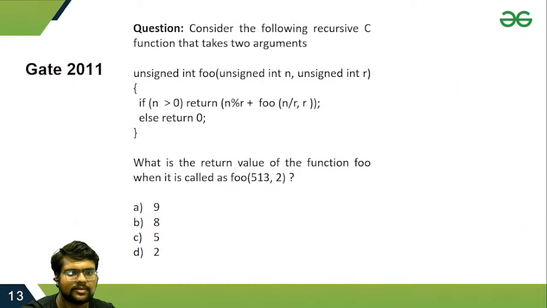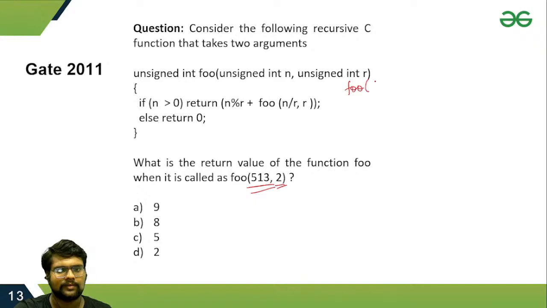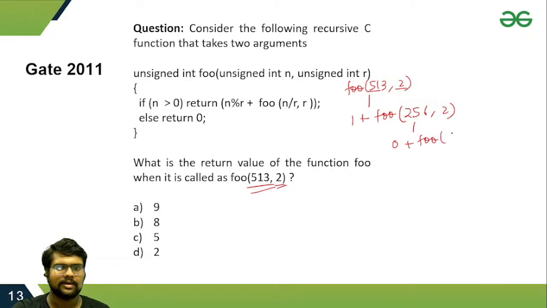Let's do a similar question, but this time the value is different. In this, we have n equal to 513 and r equal to 2. Okay. So let's do it. First, foo of 513 comma 2 is called. Then when we take the modulus by 2, it will be 1 plus foo. When we divide it by 2, it will be 256 comma 2. Now, since it is divisible by 2, the remainder will be 0. Then we will call 128 comma 2.